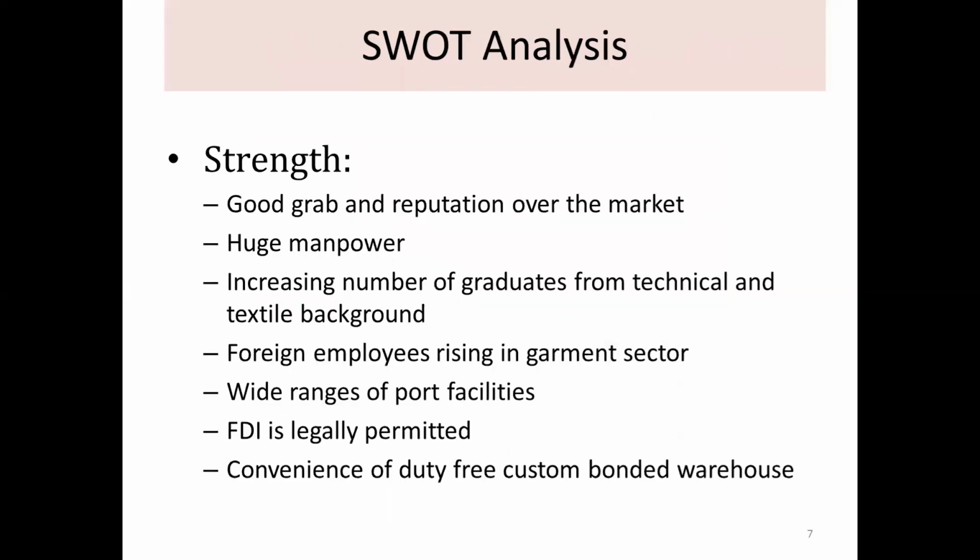SWOT analysis of supply chain management digitalization. We have a good grab and reputation in the market of textile and garments industry. We have huge manpower, an increasing number of graduates from technical and textile backgrounds, rising foreign employees in the garment sector, wide ranges of port facilities, FDI legally permitted in our country, and the convenience of duty-free customs and bonded warehouses.